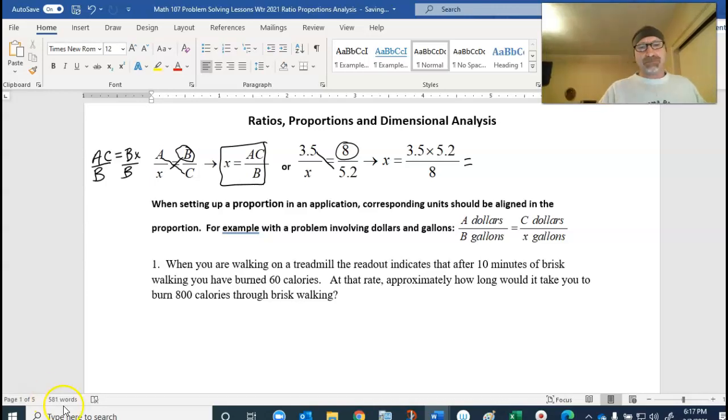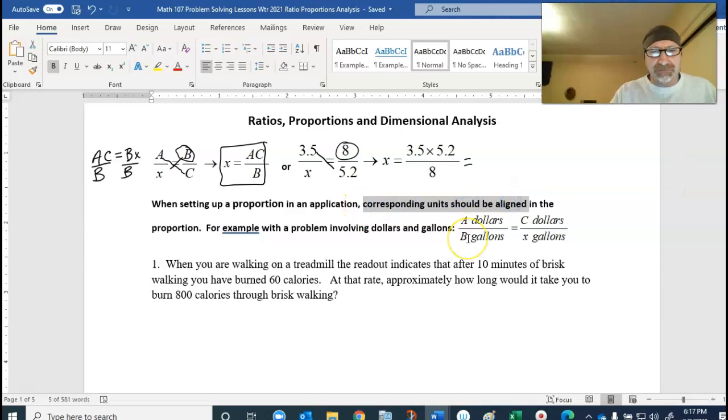So to apply that, you have to make sure you're being careful and making sure that the proportion is aligned appropriately. So if you have something like dollars to gallons in one ratio, if it's equivalent, which is what a proportion says, that the two ratios are equal, then dollars over gallons should be equal to dollars per gallon here. This is what we call the corresponding units should be aligned. So it may not be dollars and gallons, it might be feet and inches, and then it would be feet and inches if you're having an equation out of it.